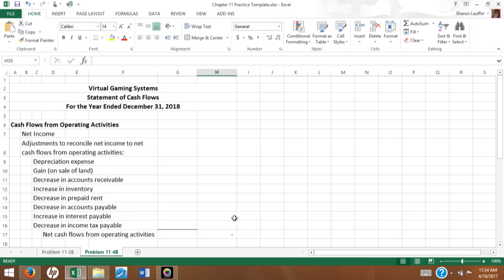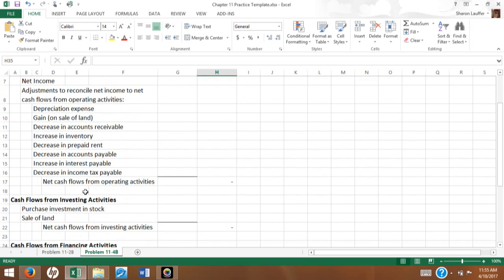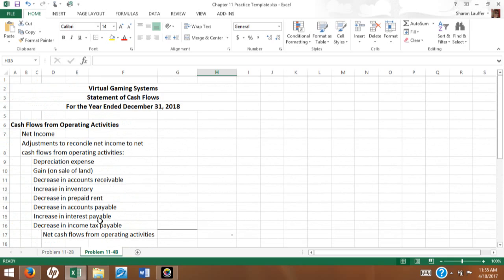So I've created a template that looks very much like the one that you'll have for your homework. And this makes it a little bit easier because we actually have all the items that we're looking for in this assignment, which is helpful, I can assure you. So we are going to look at the income statement to start with.